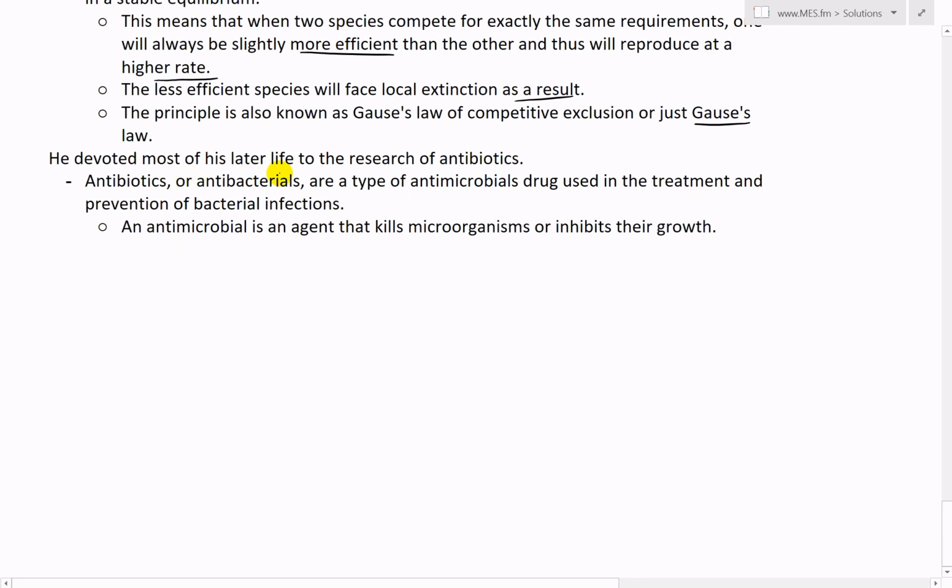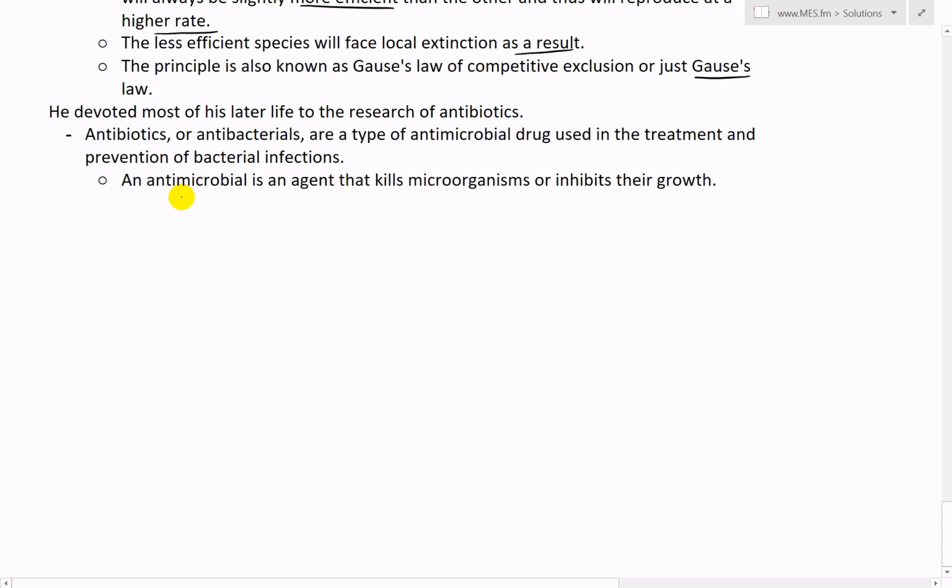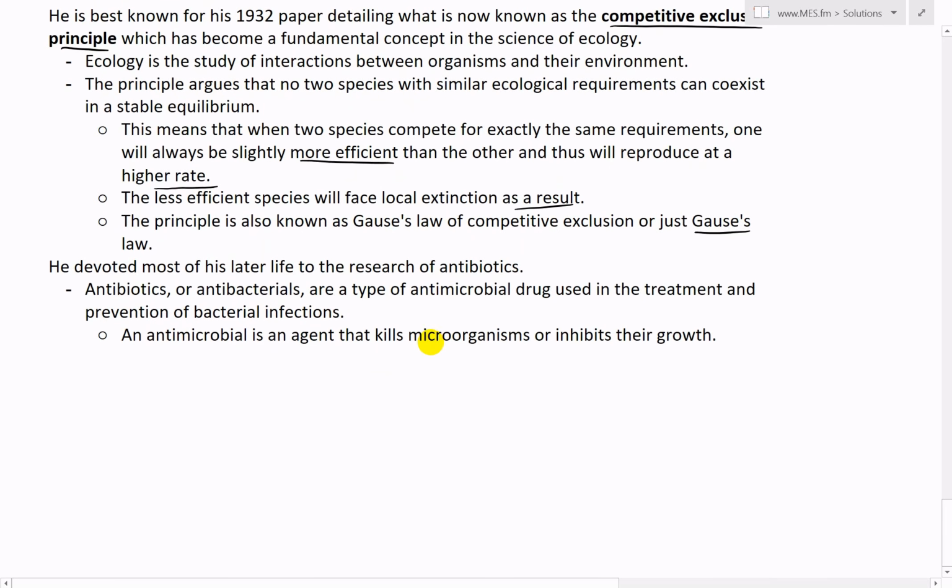And then later he devoted most of his life to the research of antibiotics. And again, antibiotics, or antibacterials, that's another way of saying it, are a type of antimicrobial drug used in the treatment and prevention of bacterial infections. And an antimicrobial is an agent that kills microorganisms, which are just microscopic organisms, or inhibits their growth, which prevents them from growing. So that's what he did. He ended up devoting later his life to research of antibiotics.